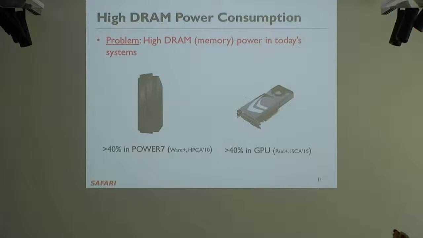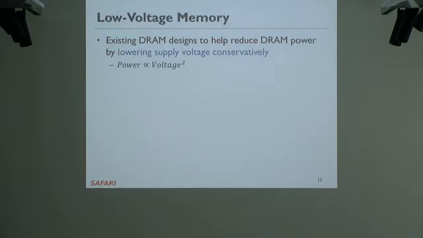We wanted to reduce the power consumption of DRAM, but in a different way. Not just changing power modes, but maybe trading off between latency and power. So these are actually good papers to take a look at. This is IBM Power 7. More than 40% of the system power is spent on DRAM. In a GPU, more than 40% of the system power is spent on DRAM.